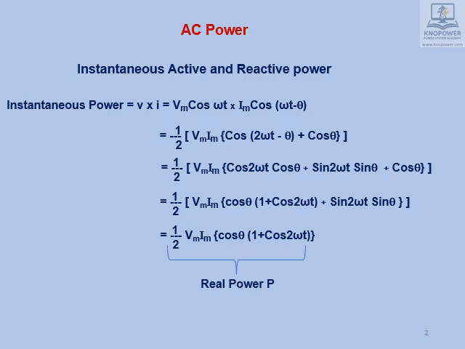The first part, 1 by 2 times Vm Im into cos theta into 1 plus cos 2 omega t, is called real power or active power P. The second part, 1 by 2 times Vm Im into sin 2 omega t sin theta, is called reactive power Q.